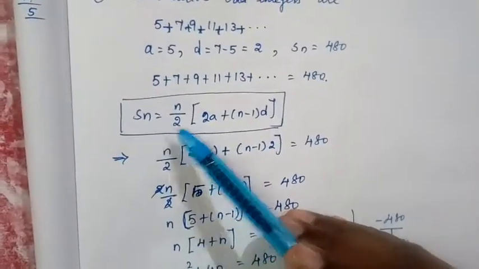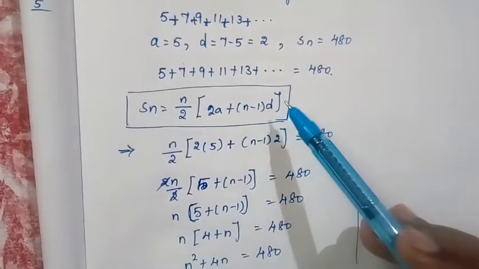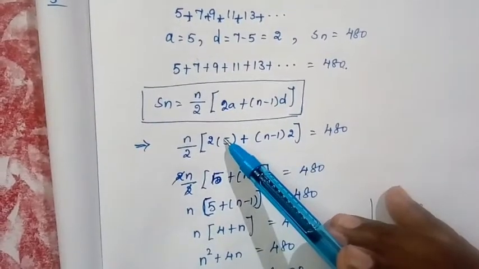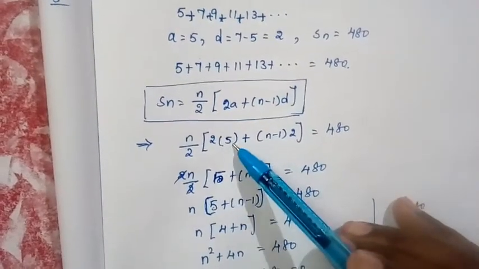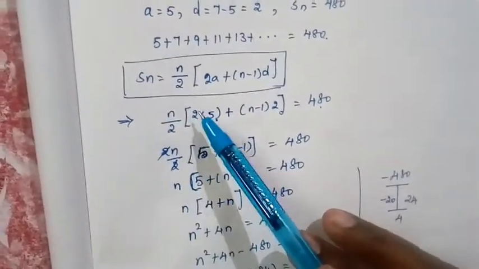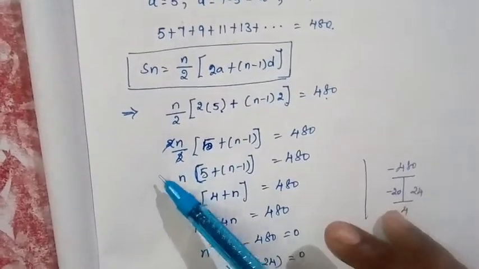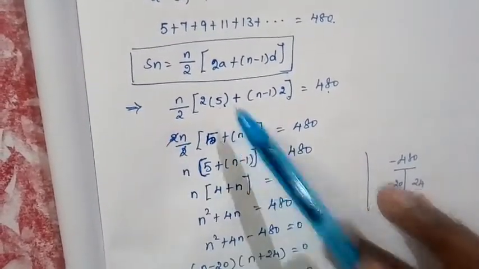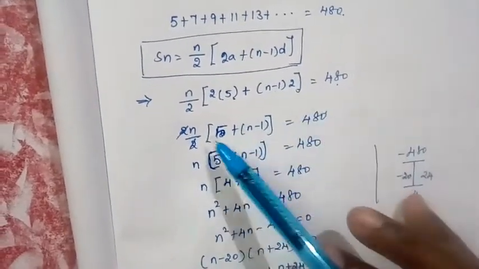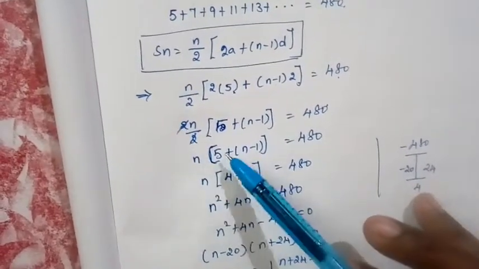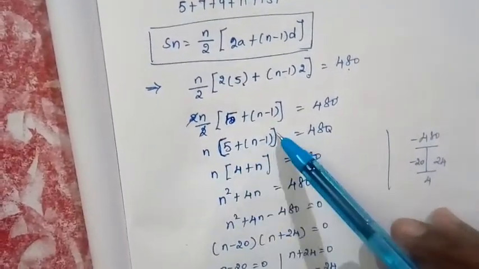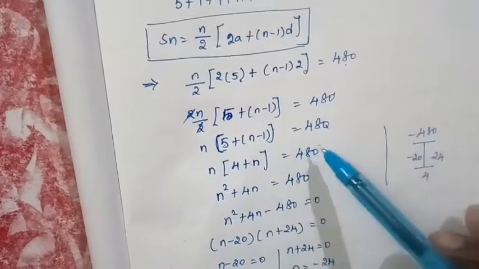First write the formula: Sn equal to n by 2 into 2a plus n minus 1 into d. Now substitute here: n by 2 into 2 times 5 plus n minus 1 into 2 equal to 480. Since 2 is common inside the bracket, take it outside, so that is 2n by 2 into 5 plus n minus 1 equal to 480. The numerator 2 and denominator 2 cancel, so n into 5 plus n minus 1 equal to 480. So n into 4 plus n equals 480.